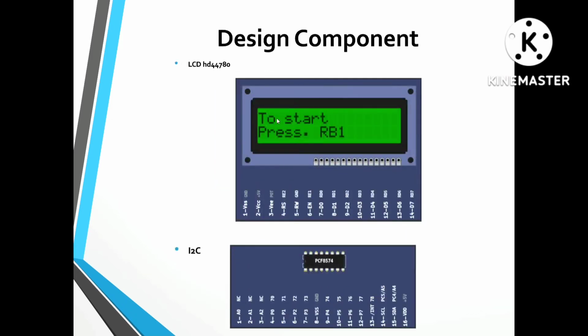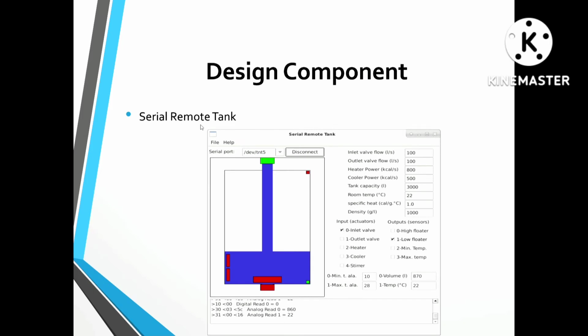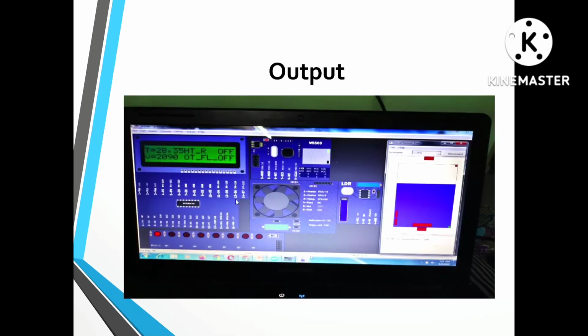And design components, next comes the LCD HD44780. It is used to display the values and it supports the I2C module. Next, serial remote tank. It is used to see how much in-valve flow and out-valve flow of the water there is in a tank. After execution of our program in PixSim Lab, we can see the water level in the tank using this serial remote tank. And next comes the overall output of our project.